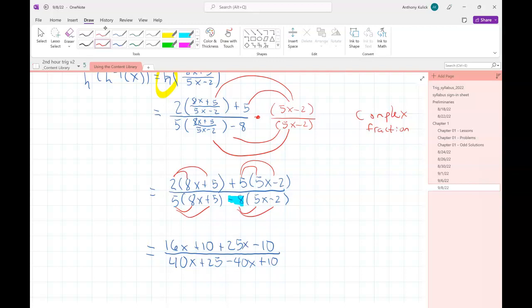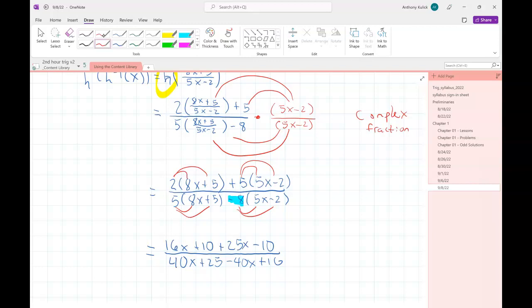Everybody's okay with how we distributed there? Boyd, when you distributed the -8 and -2, how did you get plus 10 out of that? Oh, should be 16, right? Thanks, Boyd. I'm going to pretend that 6 just looked like a 0. I just made a mistake. All right.